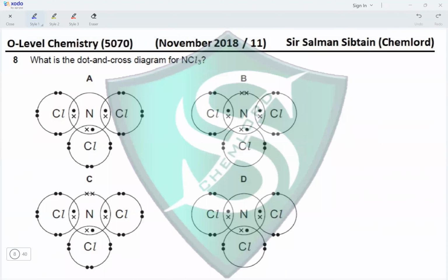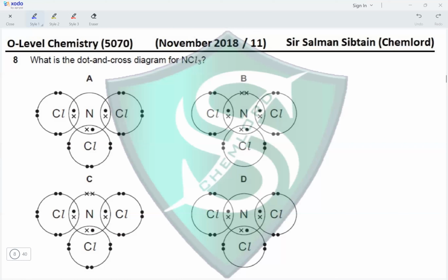Question 8. What is the dot and cross diagram for NCl3? Since it's a dot and cross diagram, that means NCl3 is a covalent compound. All four options are showing covalent compounds. Now, nitrogen belongs to group 5, so nitrogen will have 5 electrons in its outermost shell, and chlorine belongs to group 7, so it will have 7 electrons.